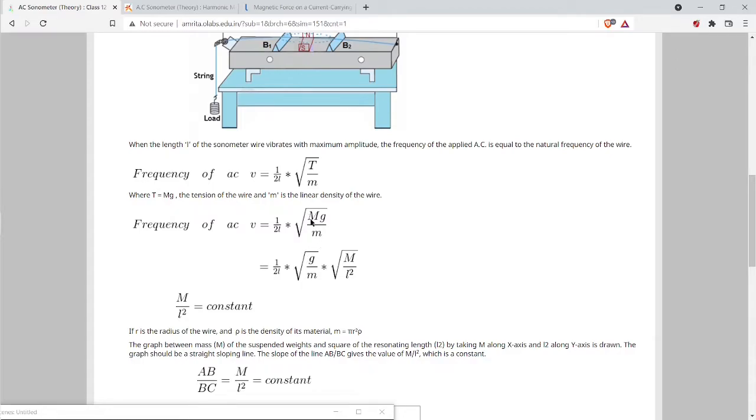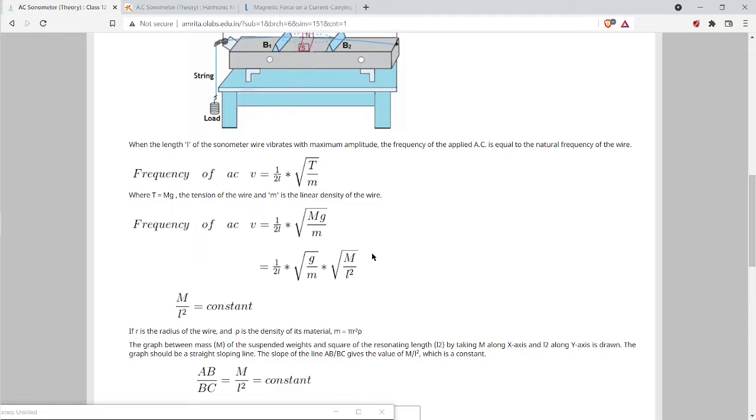We are just actually separating two things. This is G by M in one part and this M by L square. Keep it in mind, this step is wrong, there's a mistake. So it shouldn't be 1 by twice L, it should be 1 by 2 times root over of G by M times root over of M by L square.